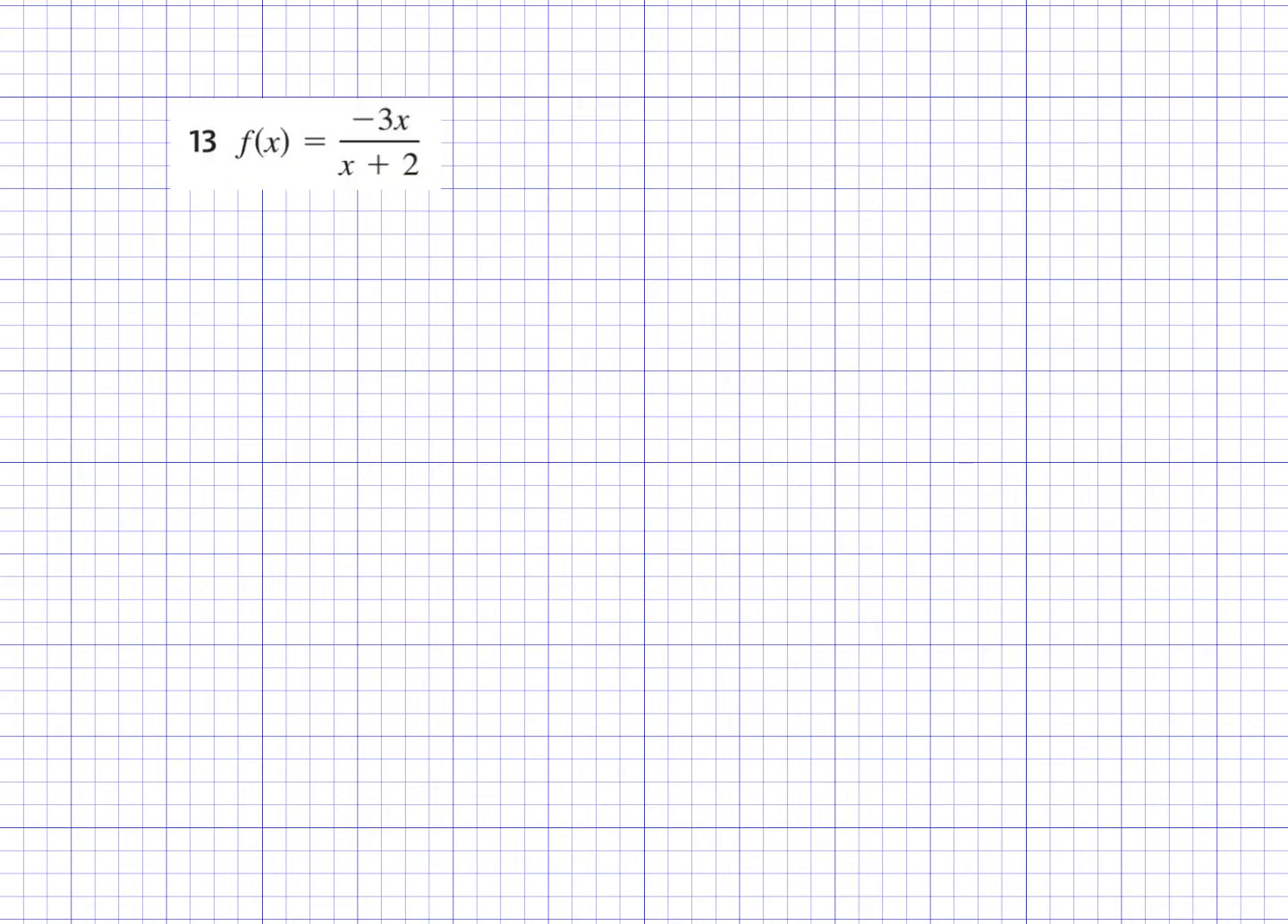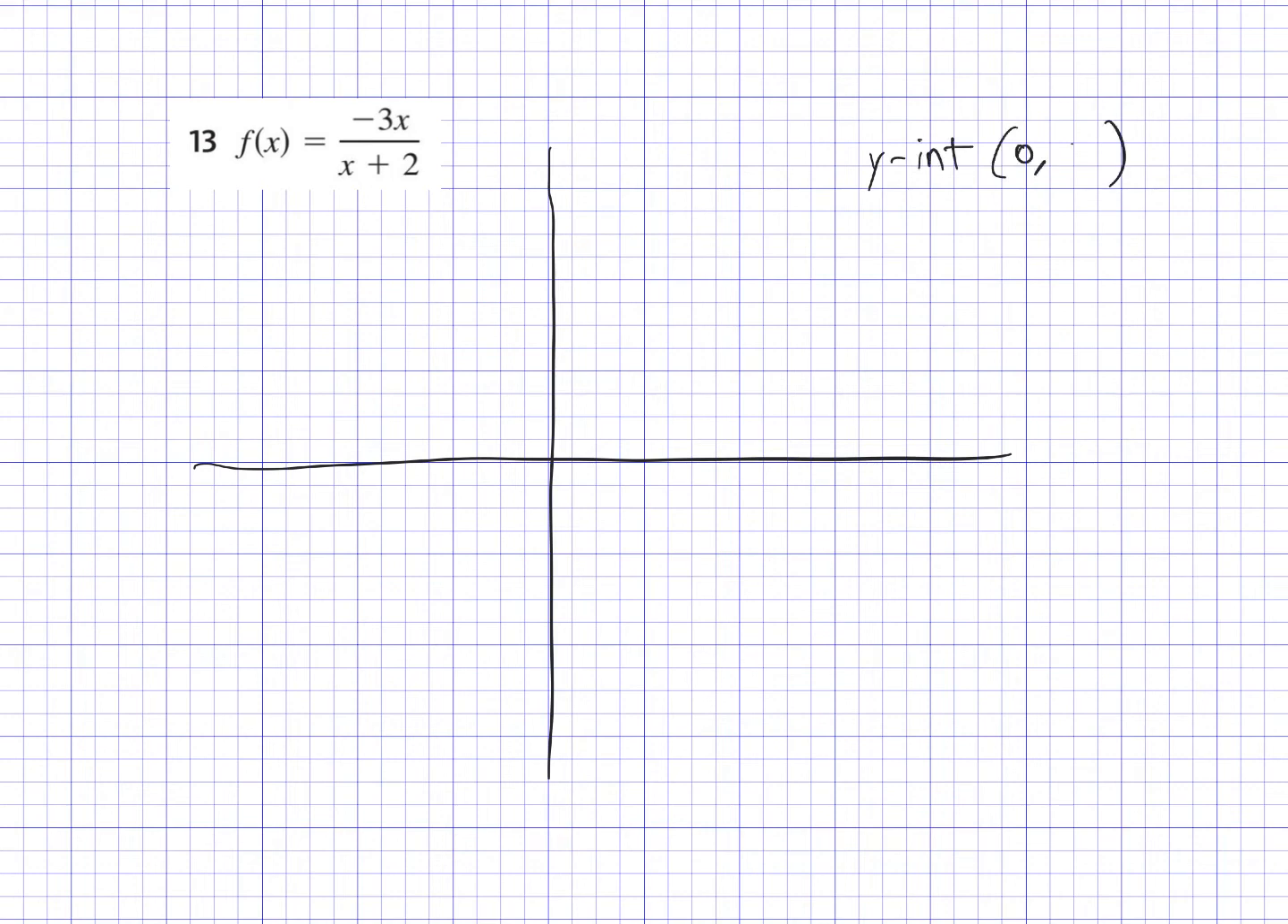This one, now we do have an x in the numerator. So let's start with the simple stuff. Y-intercept, when x is 0. We get a 0 in your numerator, and that makes it 0. And that's also your x-intercept. For the x-intercept, you set the top equal to 0, and obviously we get 0. Then let's do the vertical asymptote. Vertical asymptote is when you set your denominator equal to 0. So x is negative 2. So we have a vertical asymptote at negative 2.